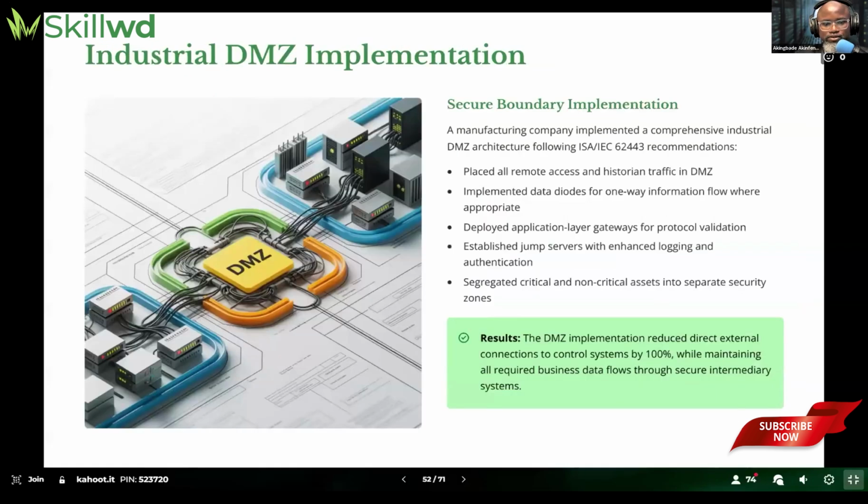Industrial DMZ implementation is a good one to think about. A manufacturing company implemented a comprehensive industrial DMZ architecture. Here's the recommendation: place all remote access and historian traffic in the DMZ. Everything around somebody trying to remotely log in and their historian traffic, keep it in the DMZ.